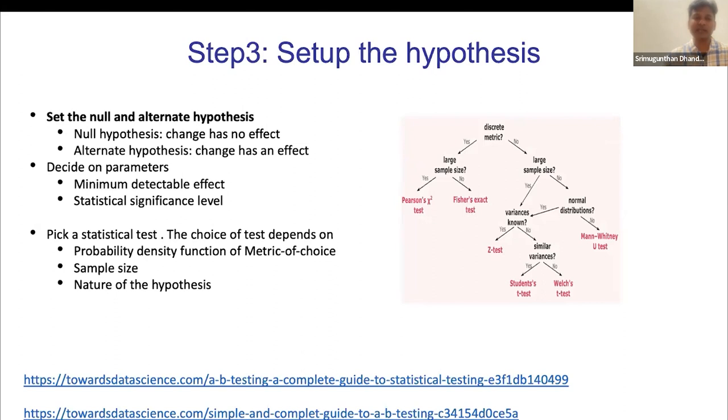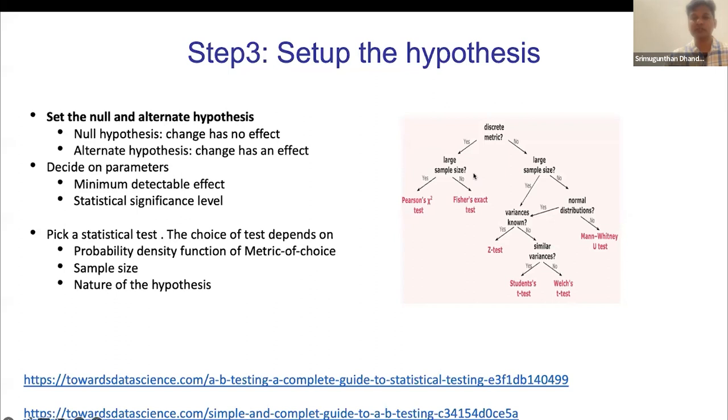And then you will pick a statistical test. Normally people go for a normal distribution, because they assume that whatever the metric, it follows a normal distribution. But it essentially depends on three things. What is the probability density function of the metric of choice? What is the underlying probability distribution? What is the sample size? And what is the nature of the hypothesis? Based on that, you will pick the statistical test. I have given some links here. I will share this PPT in the end. So you can see some of these links, and based on these criteria, you will pick one of these statistical tests.